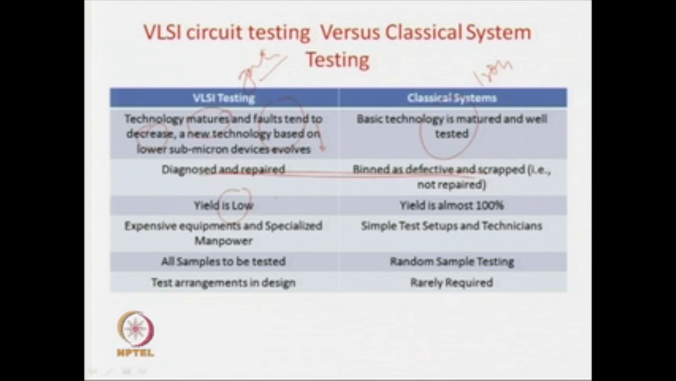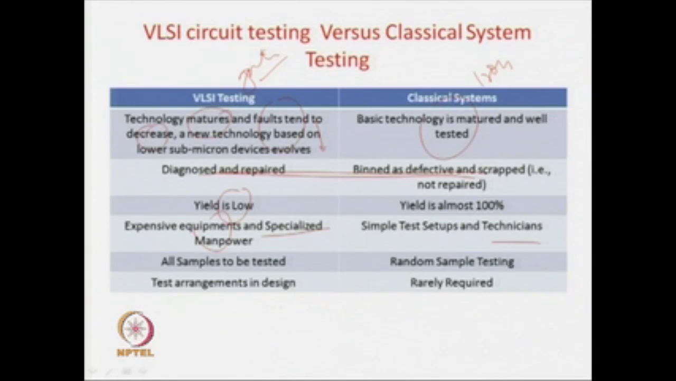Secondly, in case of classical systems, tests are very simple, you just plug it on, or even a simple technician can do your test. But in case of these VLSI circuits, as you have seen for the NAND gate, it is a very tough process. You require a microscope, sometimes you require to measure voltages, sometimes you have to apply patterns. So, very expensive equipment is required for this. And test arrangements, I will tell you.